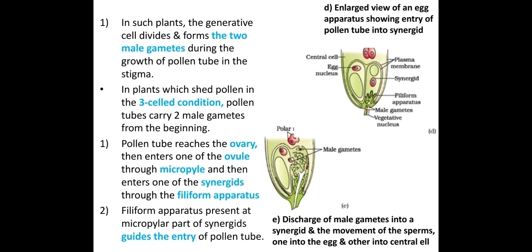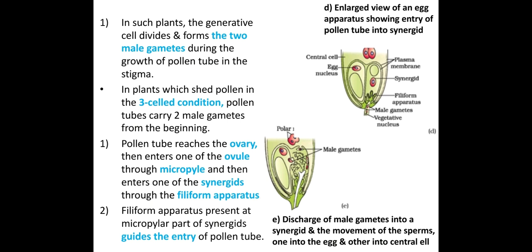Then what is this filiform apparatus? This is present in the micropylar part of the synergid. What is the function of the filiform apparatus? It will guide the entry of the pollen tube into the ovule in the ovary. In the E diagram you can see the discharge of the male gametes. There will be two male gametes. You can see how they are discharged into one of the synergids.